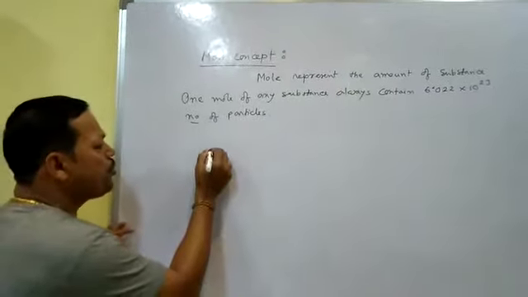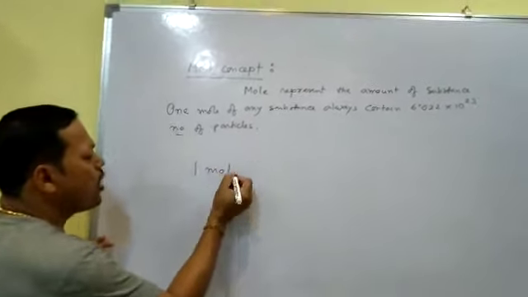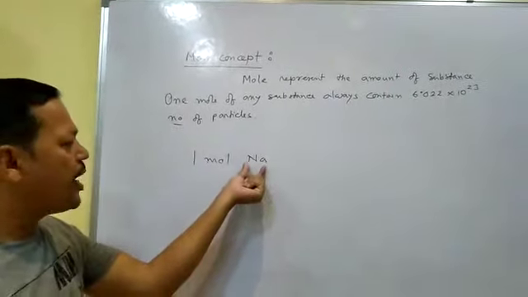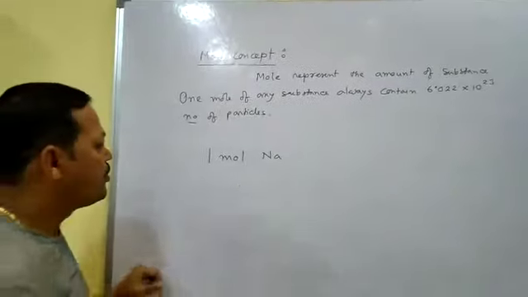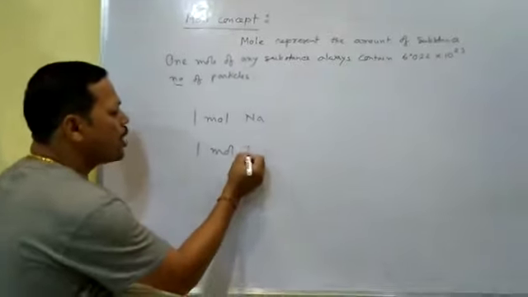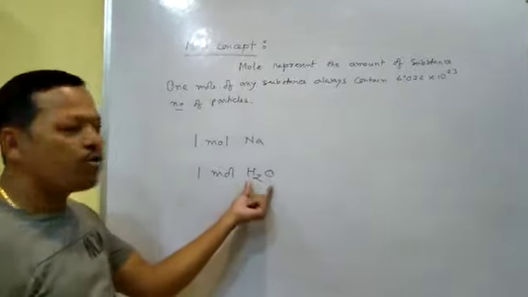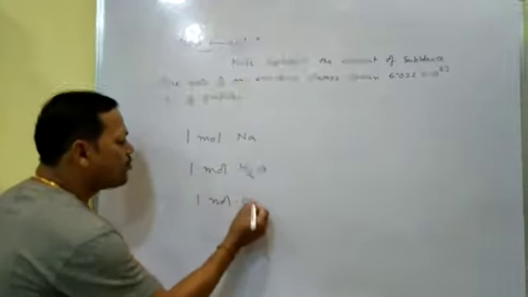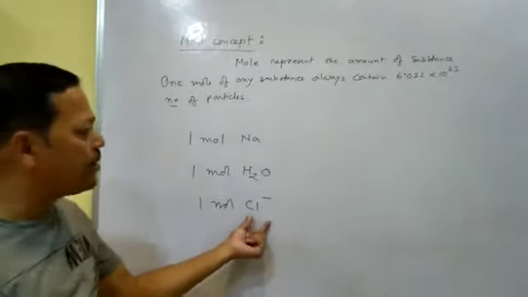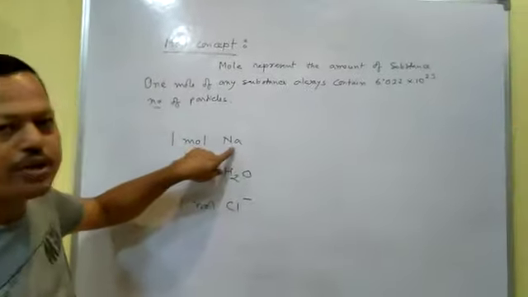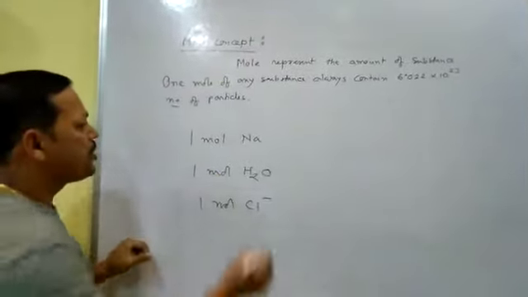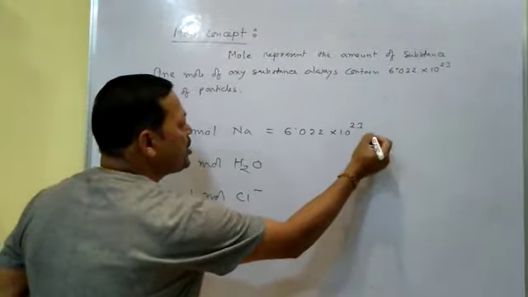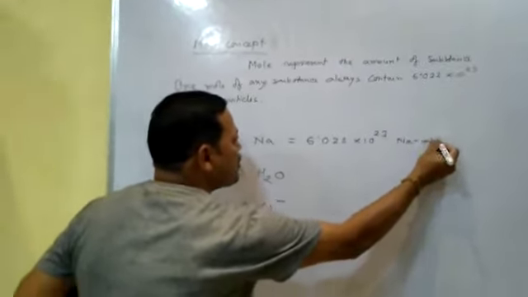For example, suppose you are taking 1 mole of sodium. Is this an atom or a molecule? I have written Na. This is an atom. For example, 1 mole of water, H2O. This is not an atom, this is a molecule. Suppose 1 mole of Cl minus. This is what? An ion. So if it is 1 mole of sodium, since the substance is an atom, you can write it contains 6.022 into 10 to the power 23 sodium atoms.